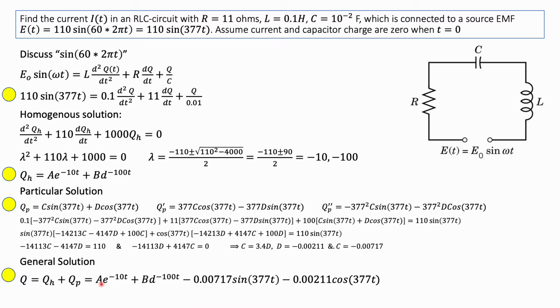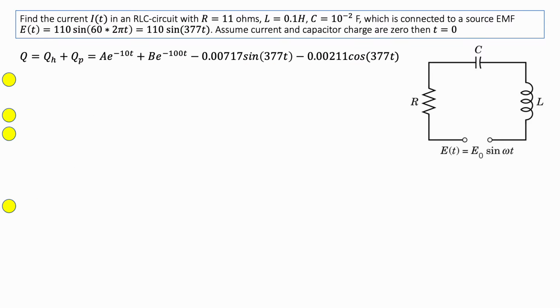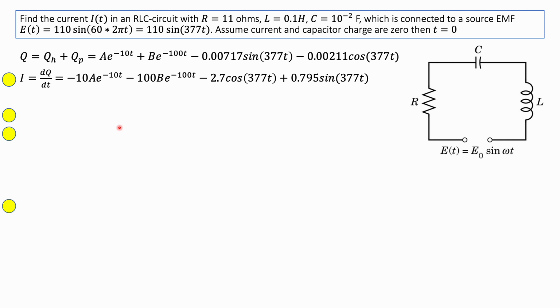We still don't know the constants for the homogeneous solution. We usually call them C1, C2, but it's okay, I call them A and B here. So this is the form for the general solution. At initial time, the charge is 0 and the current is also 0. Before we go any further, the current itself is the derivative of Q, and you know how to take the derivative of each of these terms. And this is what you'll get when you take the derivative.